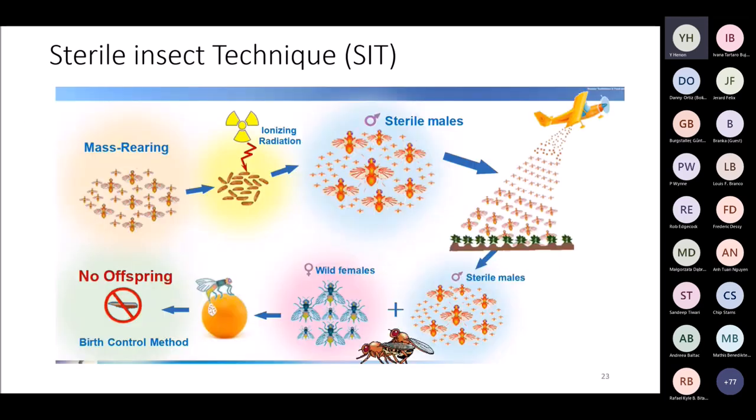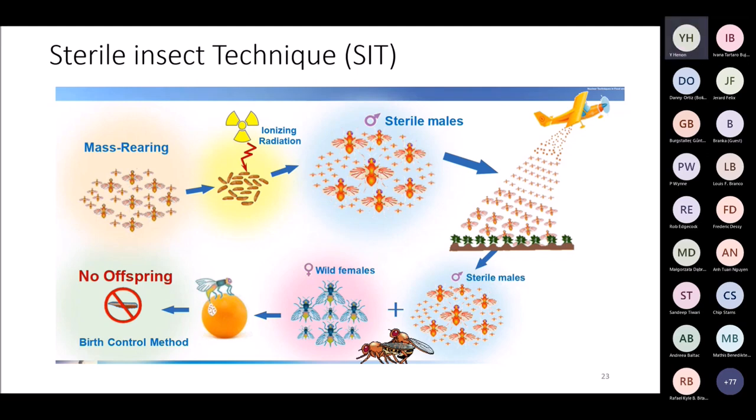So the technique is based on sterilization, so the inability to reproduce, on the males. The technique is based on the mass rearing of insects, and these insects will be irradiated, and then only the males are taken and will be dropped using a plane or, more and more, a drone, on an area that is infested with this insect. When a sterile male meets a wild female, there will be no offspring. And that's how the population of these insects will progressively decrease.